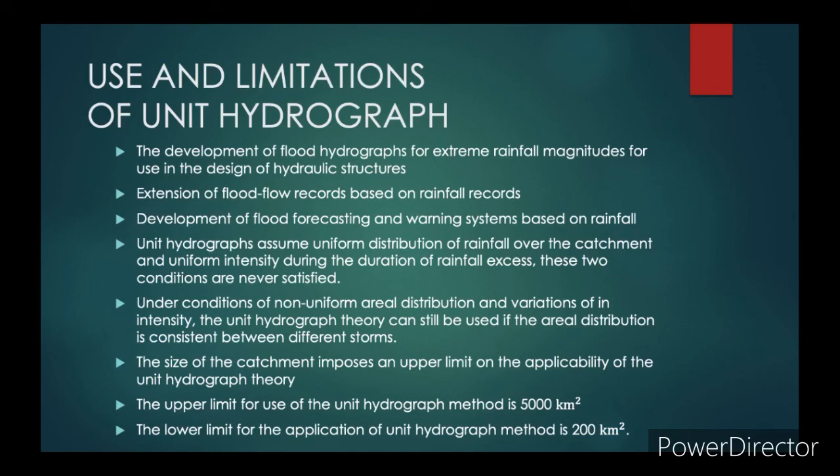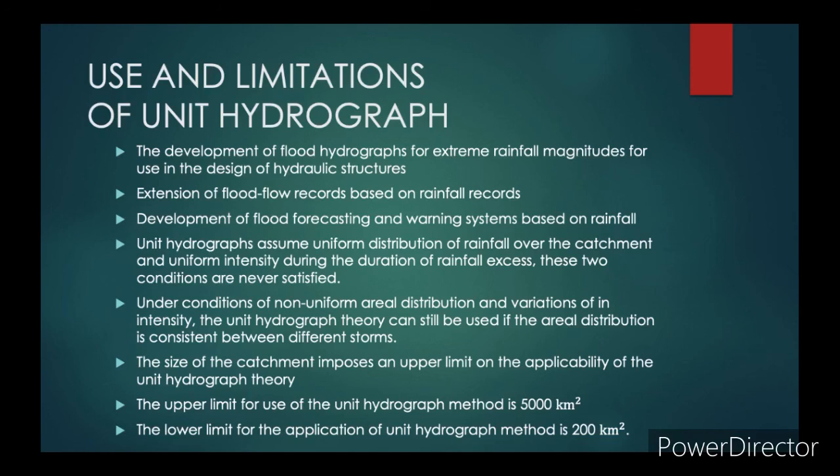Unit hydrographs assume uniform distribution of rainfall over the catchment and uniform intensity during the duration of rainfall. These two conditions are never fully satisfied. Under conditions of non-uniform areal distribution and variations in intensity, the unit hydrograph theory can still be used if the areal distribution is consistent between different storms. So you will probably understand that.